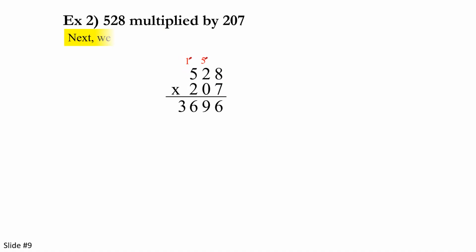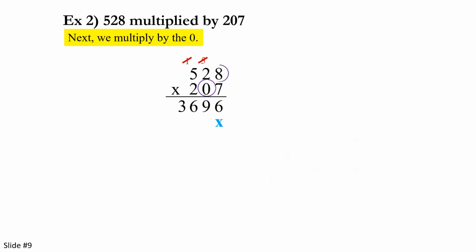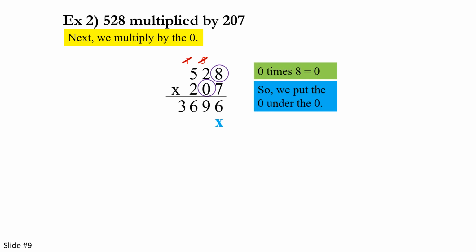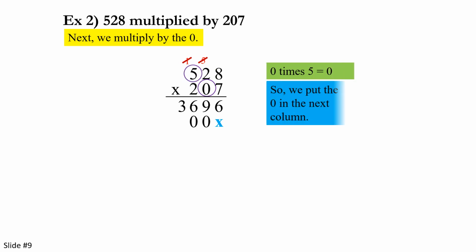Now we're going to move to the 0. And again, because 0 is in the tens position, I'm going to put a placeholder in the ones position. 8 times 0 is 0, so I put a 0. 0 times 2 is 0, so I put a 0. 0 times 5 is 0, so I put a 0. That was an easy row.